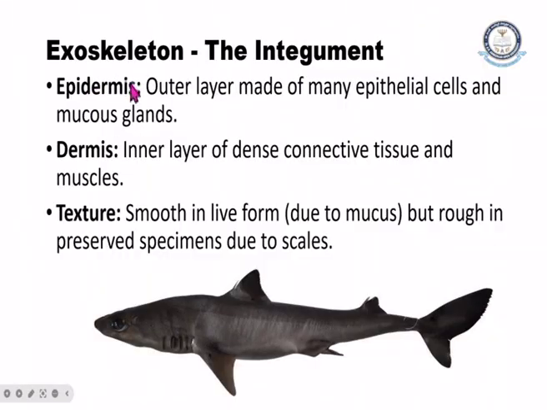And coming to the exoskeleton, exo means outside. The skeleton which is present outside the body is called exoskeleton, that is nothing but skin or integument. Here in the integument we have three regions: epidermis, dermis and its structure. Epidermis has an outer layer made up of many elliptical cells and mucous glands, and dermis is the inner layer of dense connective tissue and muscles. Texture is smooth in live form due to mucus, but rough in preserved specimens due to scales.